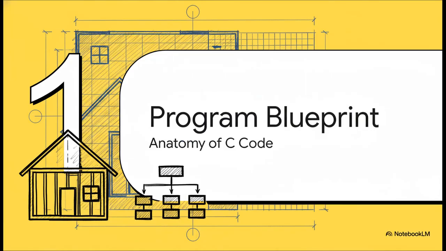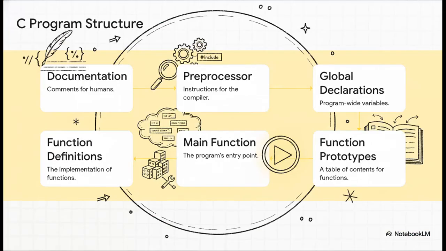Okay, first up, the blueprint itself. I mean, you wouldn't just start throwing bricks and wood together to build a house, right? Of course not. And C code is the same. It follows a really specific, logical layout to make sure everything works just the way it's supposed to. So every C program is basically broken down into these 6 key sections. We've got documentation, preprocessor directives, global declarations, function prototypes, the main function, and then the function definitions. We're going to hit every single one of them.